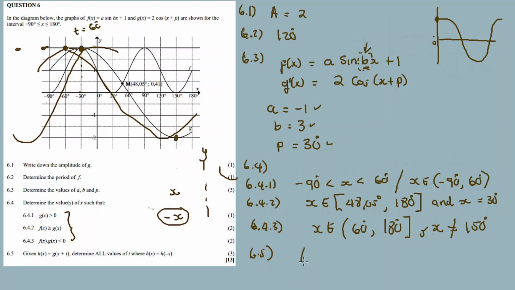So we'll say t is equal to negative 30 degrees plus k times 360 degrees, where k is an element of the integers. This is a general solution.